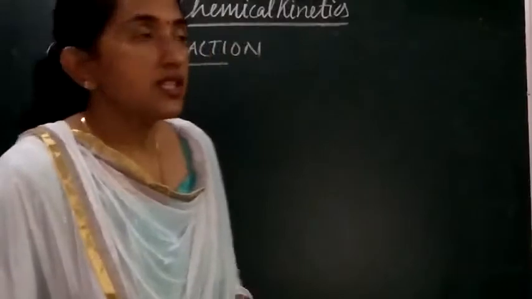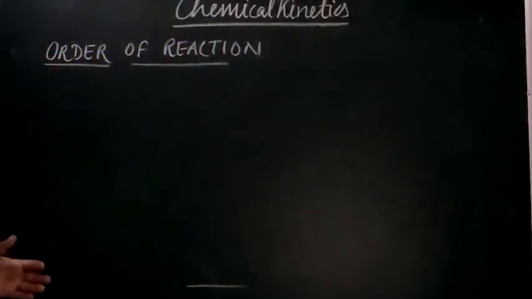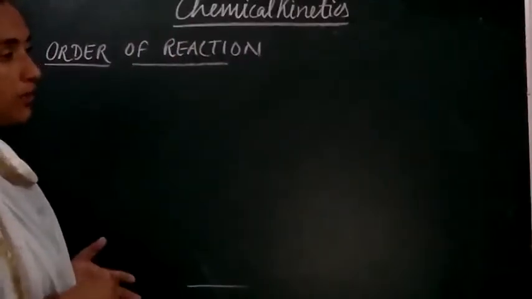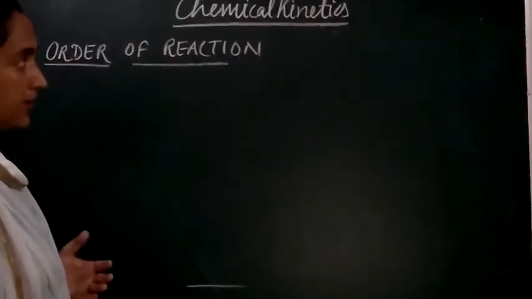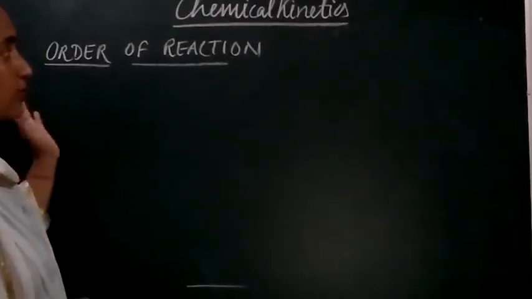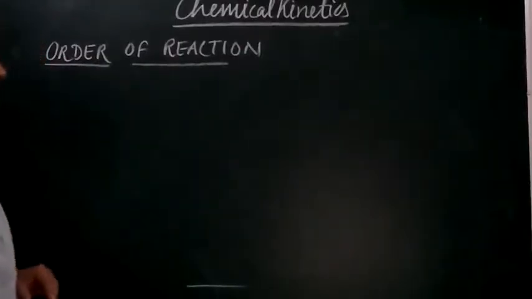So if we see the order of the reaction, the important thing is that the reaction is to be carried out. It should not be theoretical on the paper. It has to be carried out experimentally, right? And from the experimental evidence only, we are going to find out the rate law expression, and then we will find out the order of the reaction.